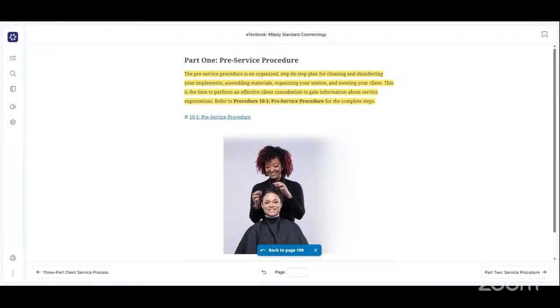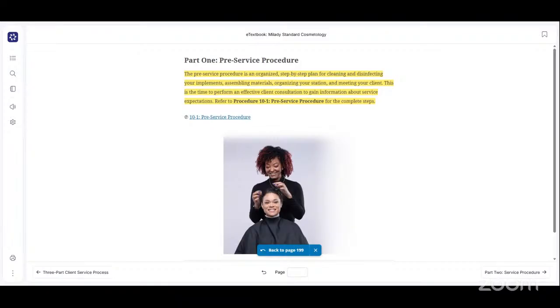Okay. Before we even start, if you take your client straight to the chair, you've already messed up. Okay. Because when you take the client to the chair or to the facial bed, the client is saying, well, forget about all that stuff we needed to talk about. We ain't even discussed price. She was going to do it for free. Okay. So you have to take the time for pre service.